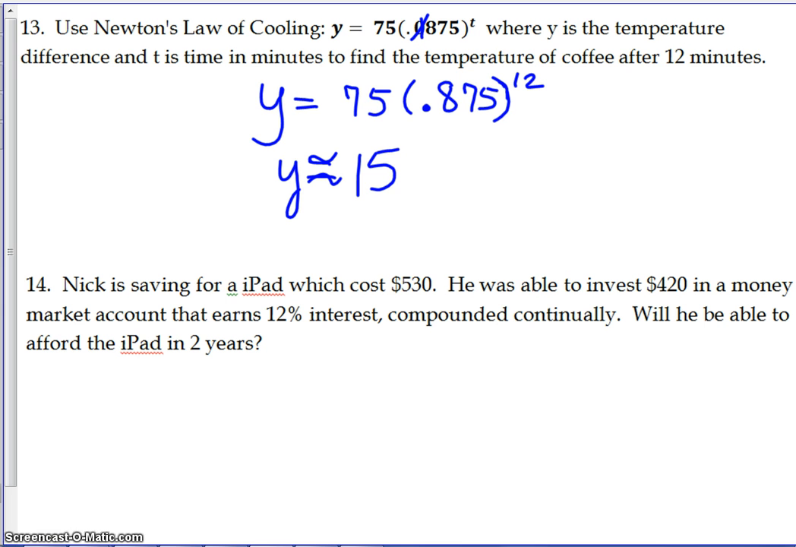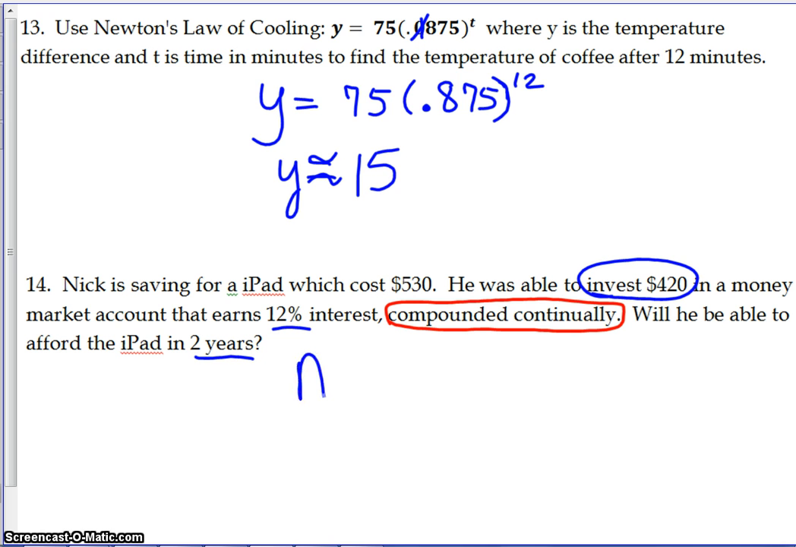All right. Next one. Nick is saving for an iPad, and it costs $430. Now, his investment right now is $420. He earns this 12% interest. It's going to be for 12 years, and a really important point is it is compounded continually. Same thing as compounded continuously. Continuous compounding uses this formula. It's called the PERT formula. P times e to the exponent of rt, where P is your initial investment.